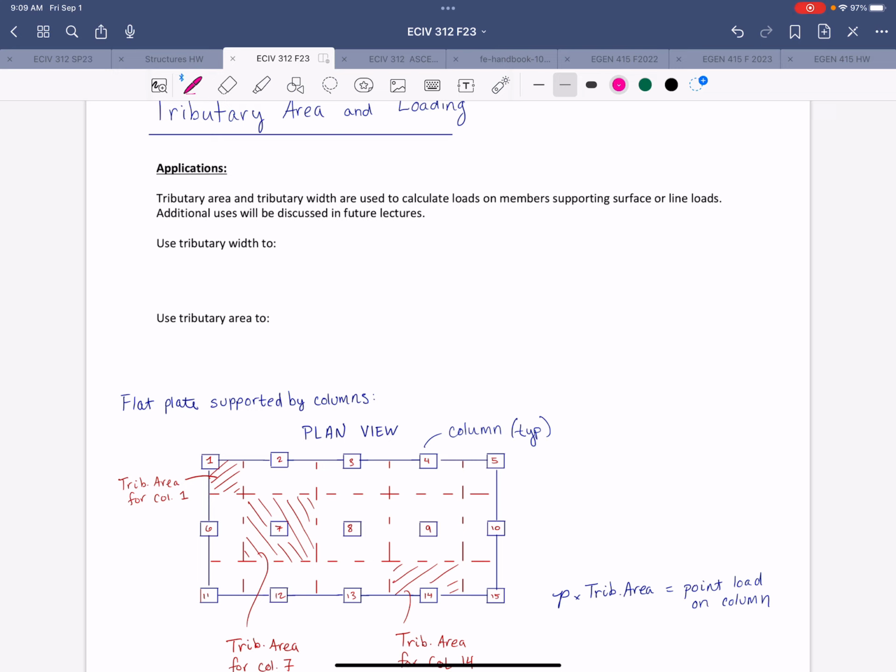So we can use tributary width to condense a line load to a point load, or to condense a surface load to a line load. And then we can use tributary area to condense a surface load to a point load.